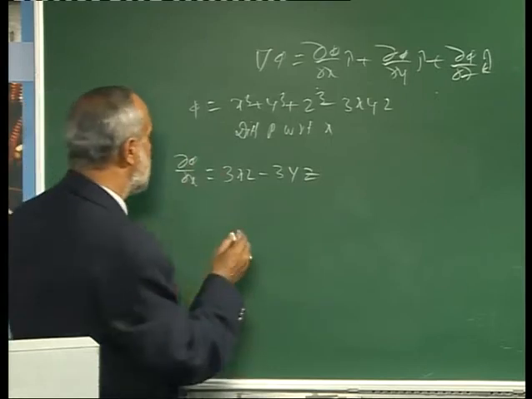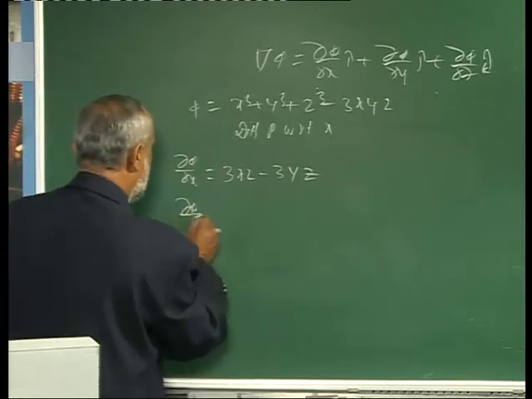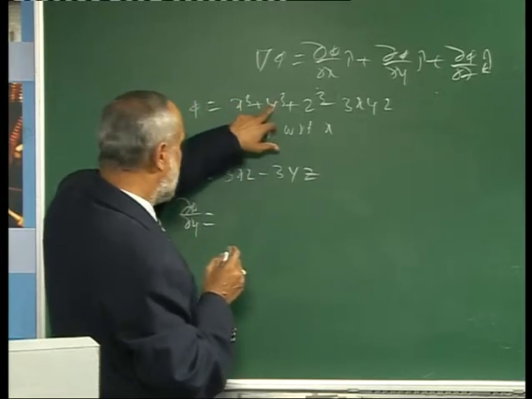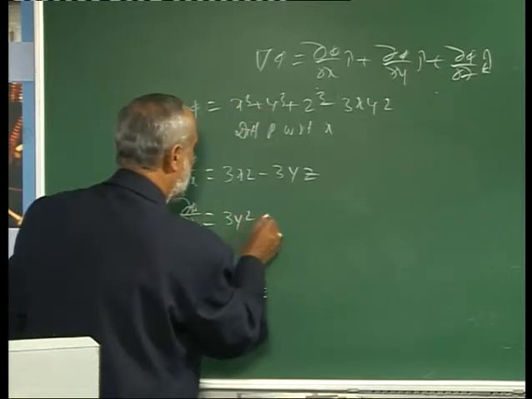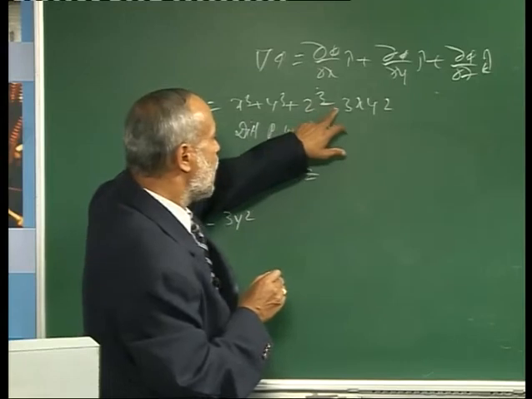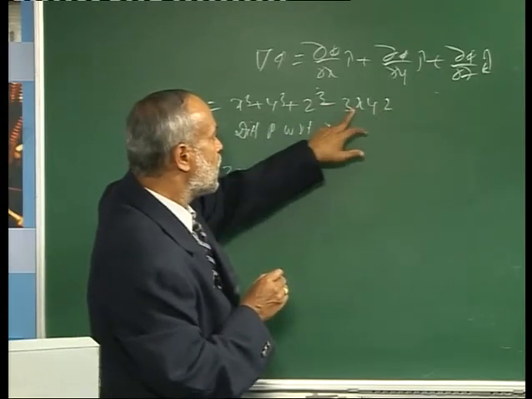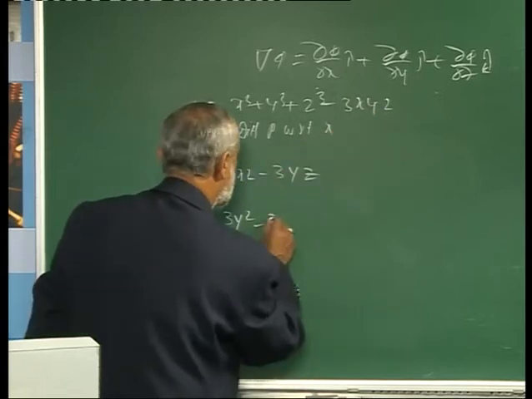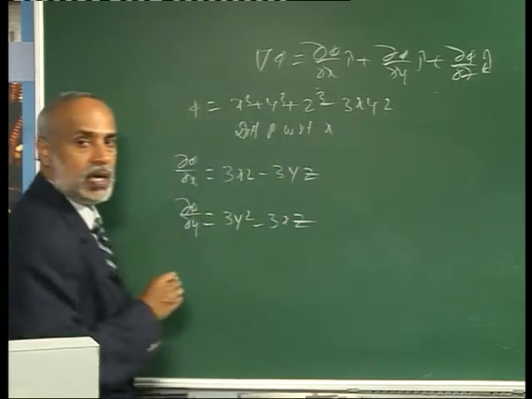Similarly, differentiating partially with respect to y, dou phi by dou y is equal to x cube is 0, y cube differentiation is 3y squared, z cube is also 0, minus 3xyz, here 3 minus 3xz is constant, y differentiation is 1, this is minus 3xz.